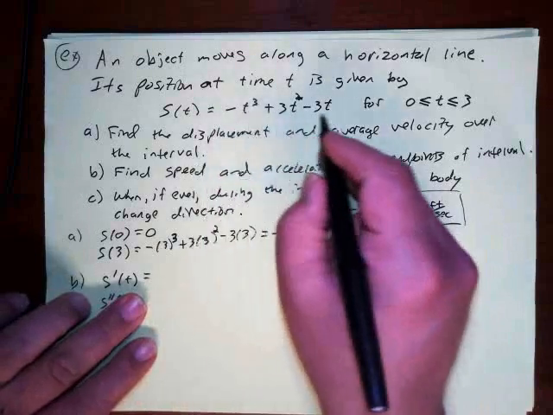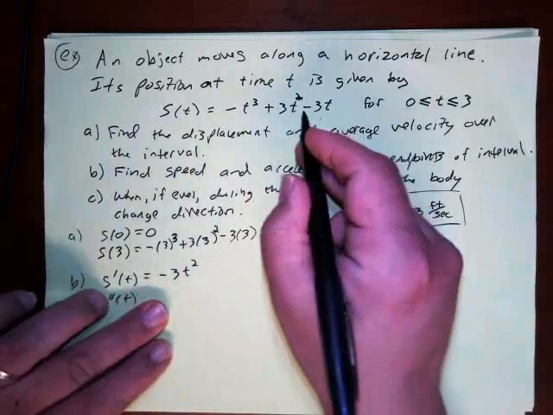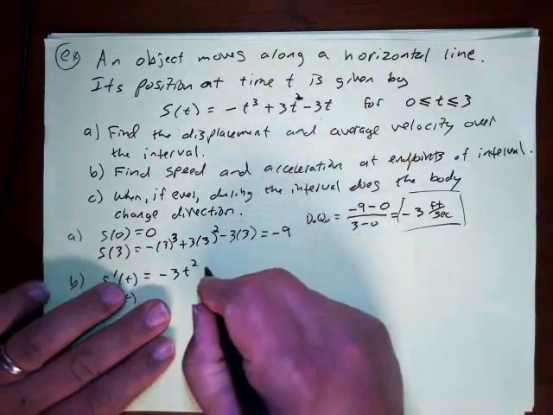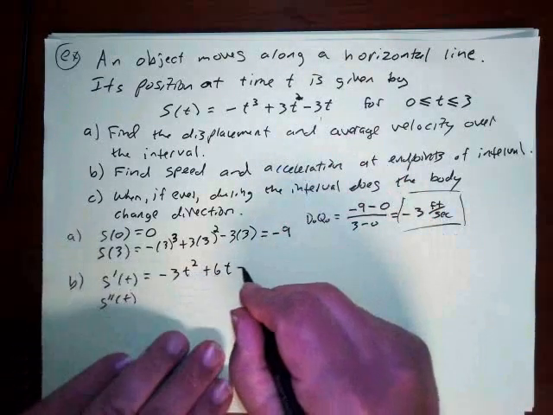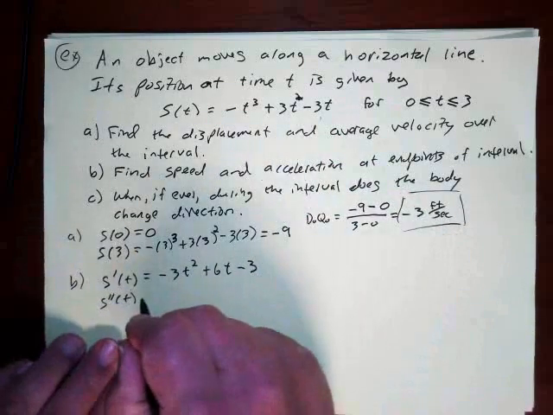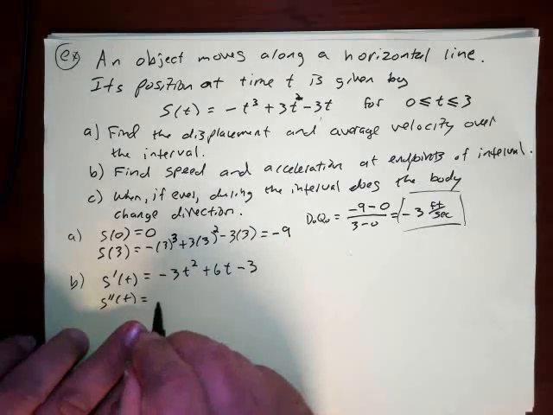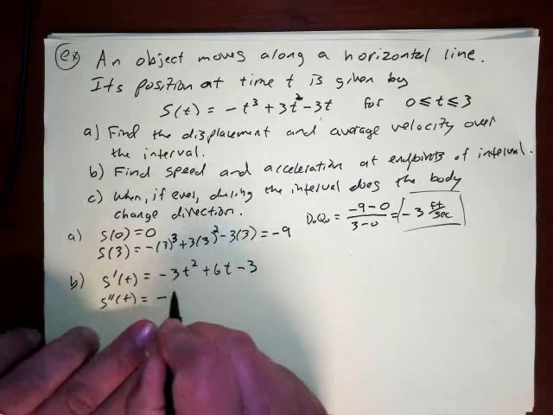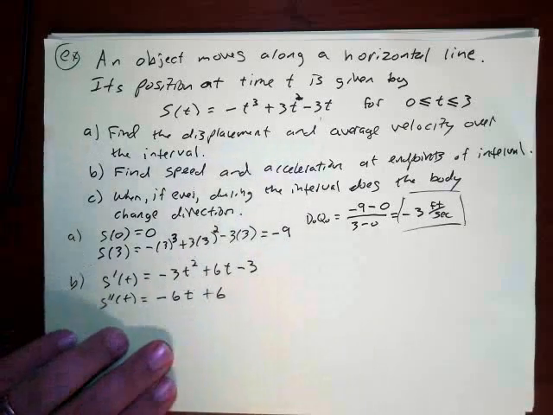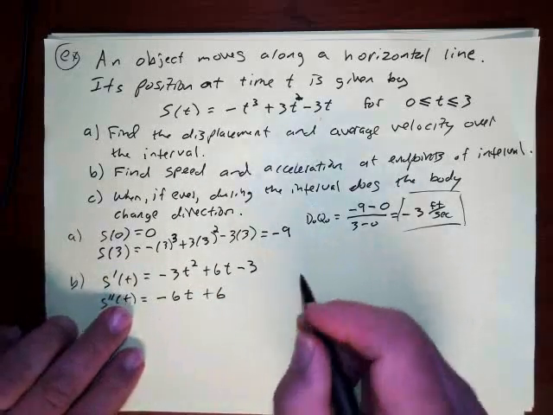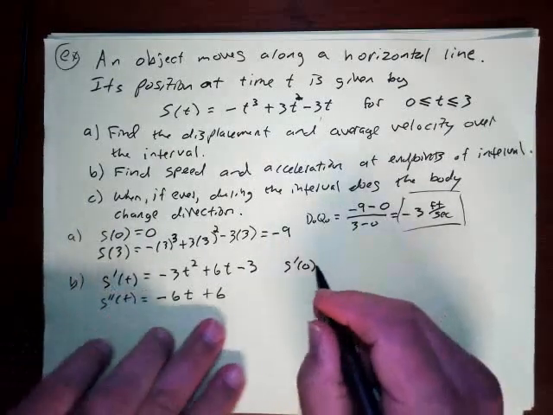Taking the derivative of this, bringing the 3 down, we get negative 3t squared, and then this becomes plus 6t, right? And then this becomes minus 3. And the acceleration then would be the derivative of this, so this would be negative 6t plus 6.